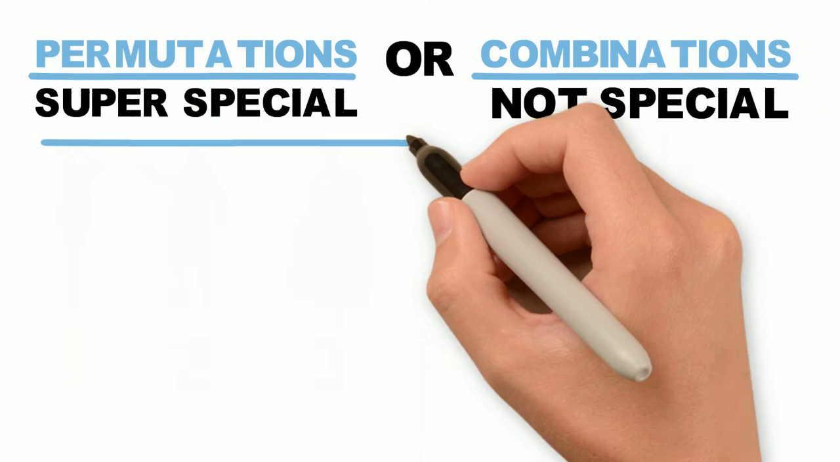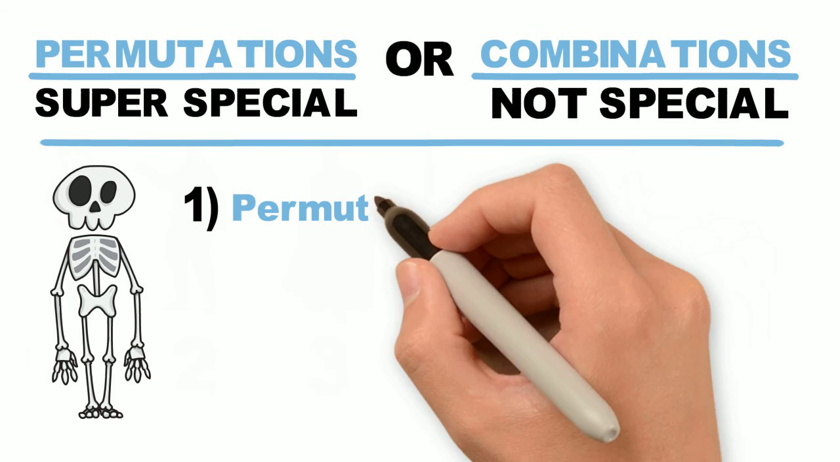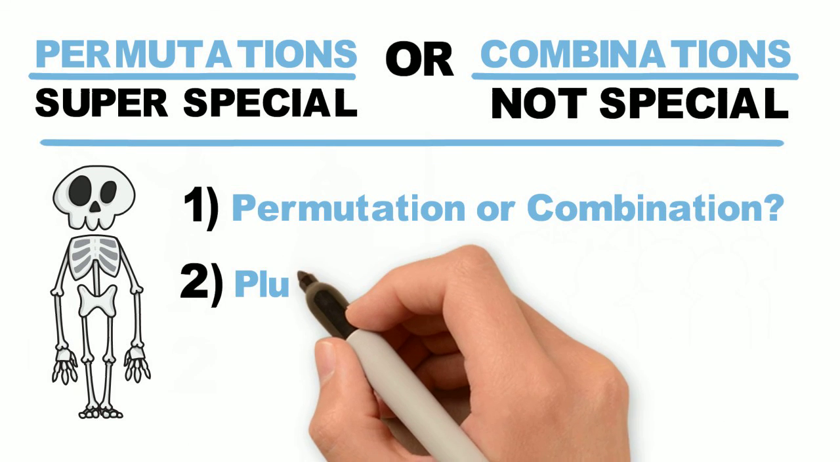When you see these sorts of problems, first figure out if it's permutations or combinations, and then once you've got that, just plug into the correct formula.